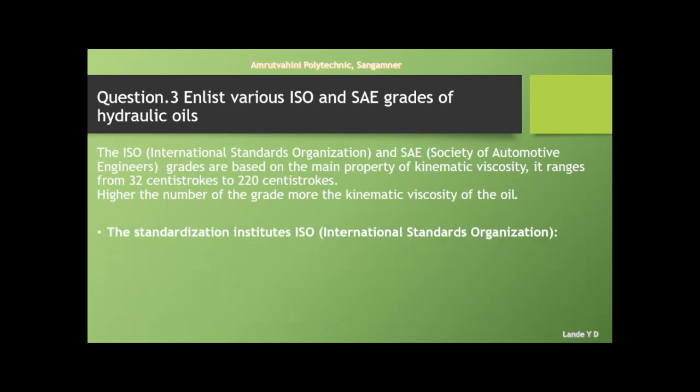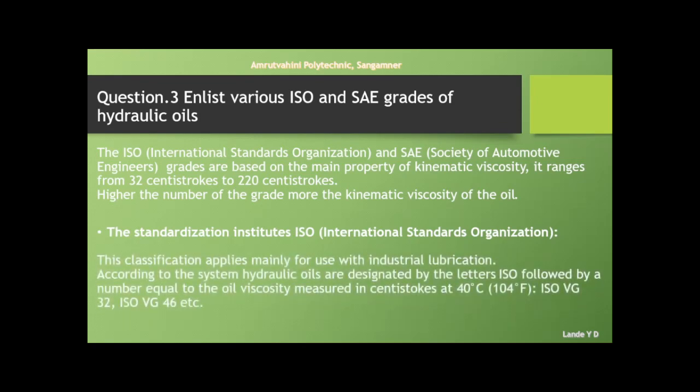The Standardization Institute's ISO, International Standards Organization. This classification applies mainly for use with industrial lubrication. According to the system, hydraulic oils are designated by the letters ISO followed by a number equal to the oil viscosity measured in centistokes at 40 degrees Celsius, 104 degrees Fahrenheit: ISO VG 32, ISO VG 46, etc.